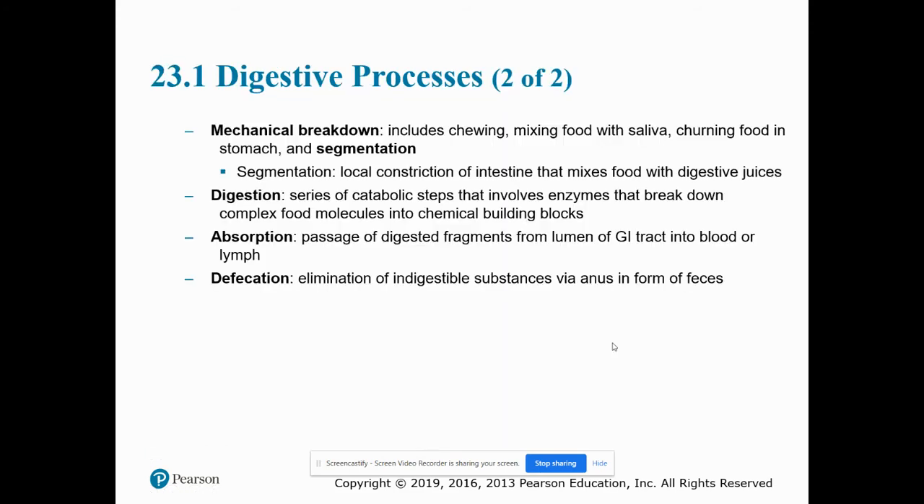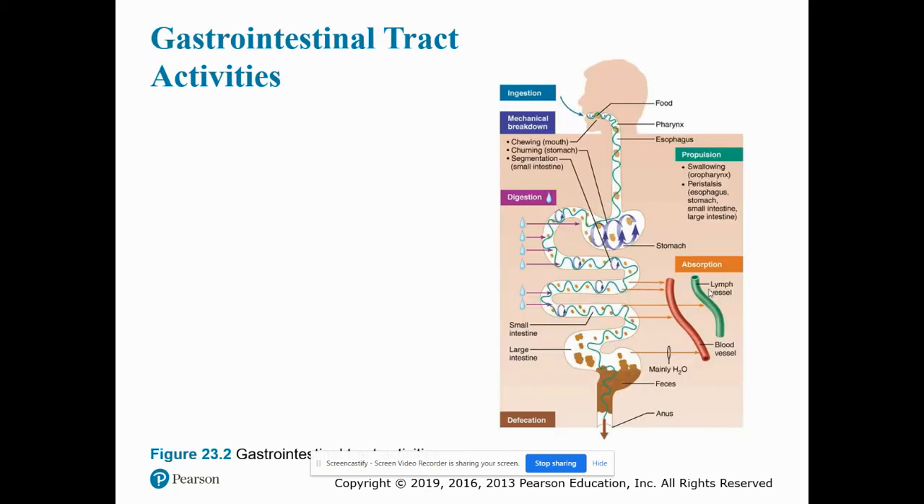Next, we have digestion. This is a series of catabolic steps. It involves enzymes, and it's going to break those complex food molecules down into their chemical building blocks. We have absorption. This is the passage of those chemical building blocks from the lumen of the GI tract into the blood or the lymph. And then finally, we have defecation, which is the elimination of indigestible substances via the anus in the form of feces.